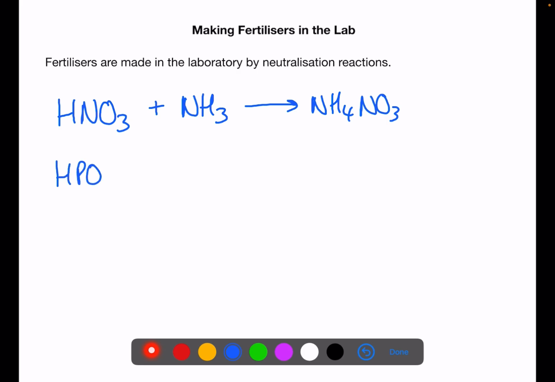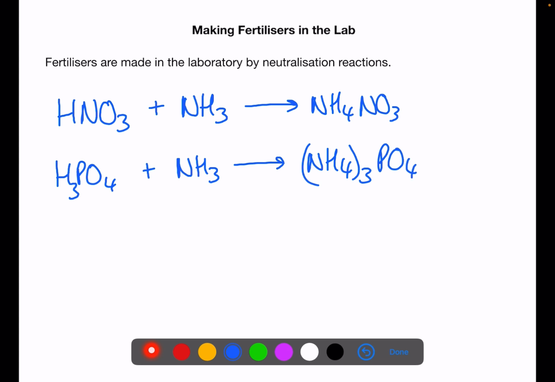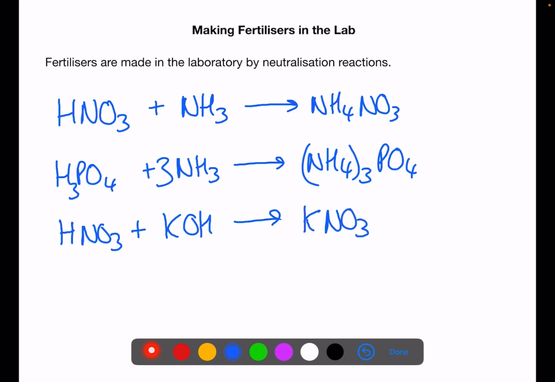Equally, we could take phosphoric acid, H3PO4, and we could react that with ammonia. This would then produce ammonium phosphate. You could also take things like nitric acid and react it with potassium hydroxide. This would give you potassium nitrate as your fertiliser and would also produce water. You can use any combination of nitric acid, phosphoric acid, potassium hydroxide with many other chemicals in a neutralisation reaction to allow you to produce the fertiliser that you want to make.